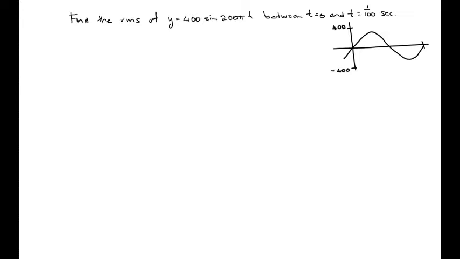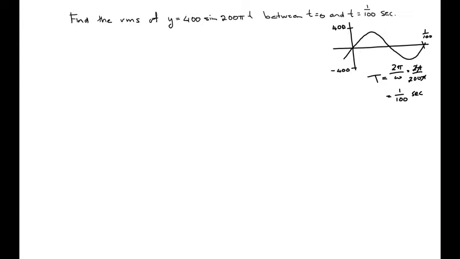Now we need to find the time period. The time period, remember from the formula, is 2 pi over omega, and in this case it's 2 pi over 200 pi. So the time period is 1/100th of a second. Now that's interesting, and we'll have a look at that more in a minute. So this number here is 1/100th of a second.